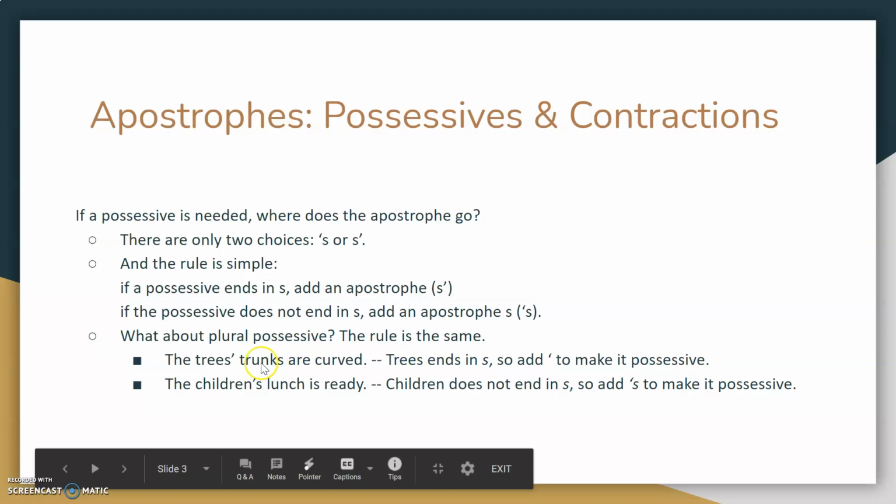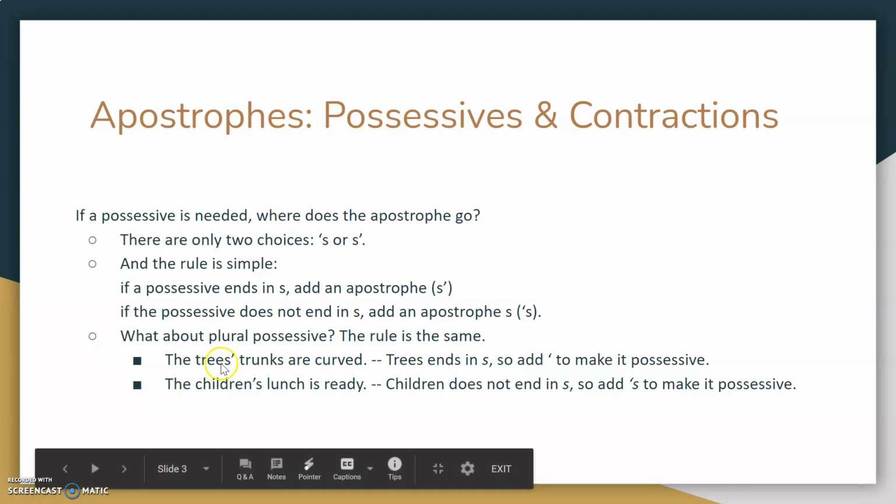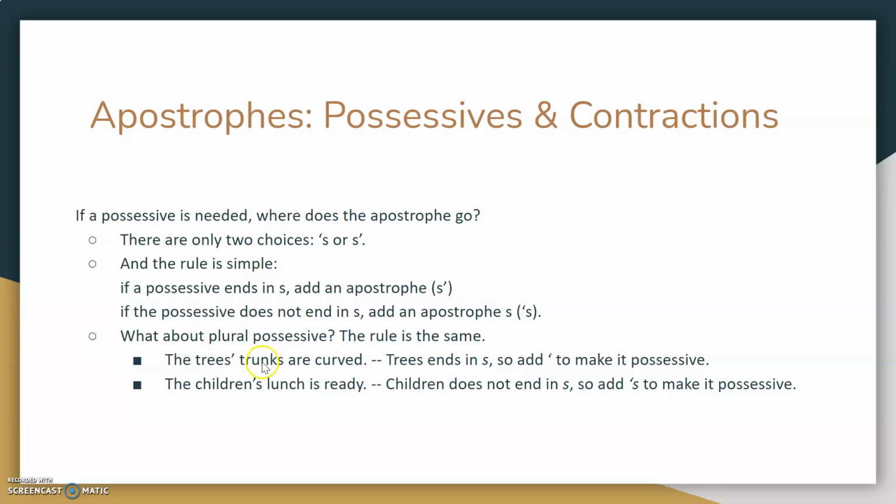Here, because there's more than one trunk, I have to assume there's more than one tree, right? So I take the plural form of tree, which is trees, and I apply our one simple rule. Does trees end in S? Yes, it does. So all I need to do is add the apostrophe at the end. See how it's the same rule? It doesn't matter if trees is singular or plural. If trees ends in S, that's the word we need, then just add the apostrophe.